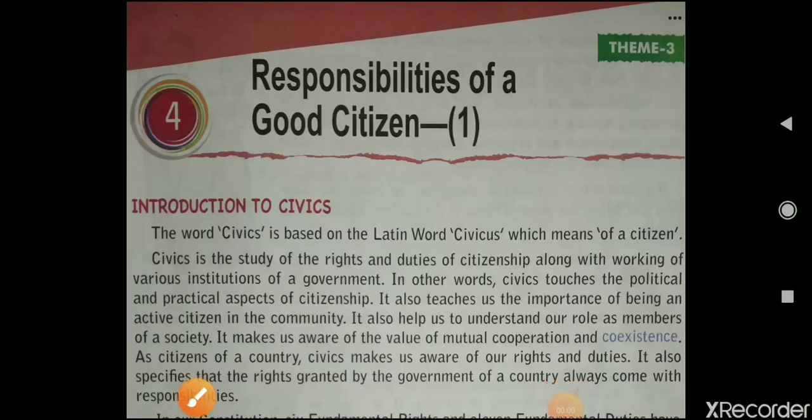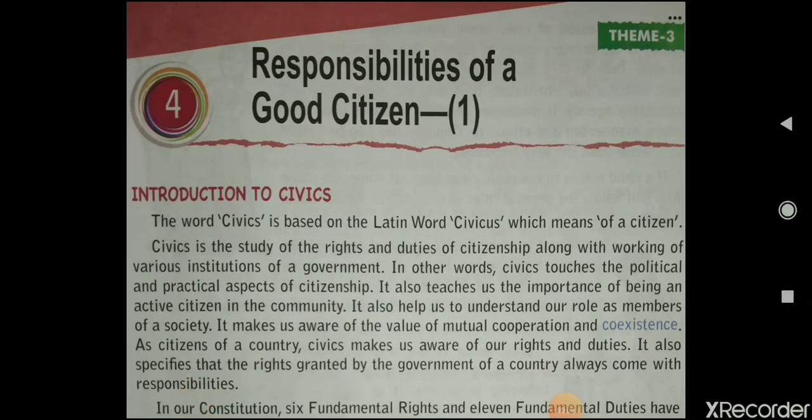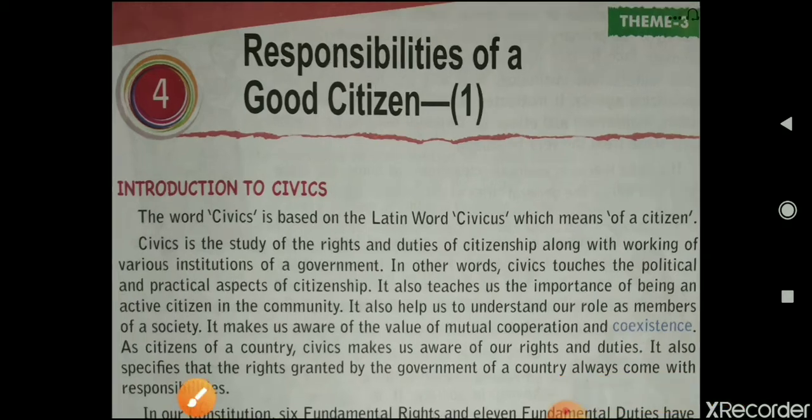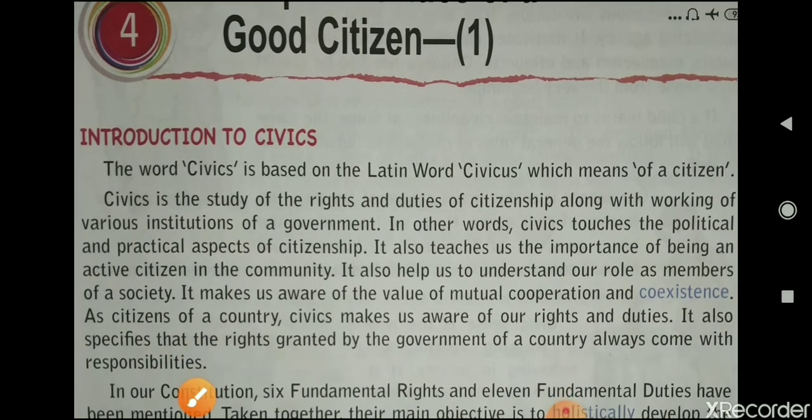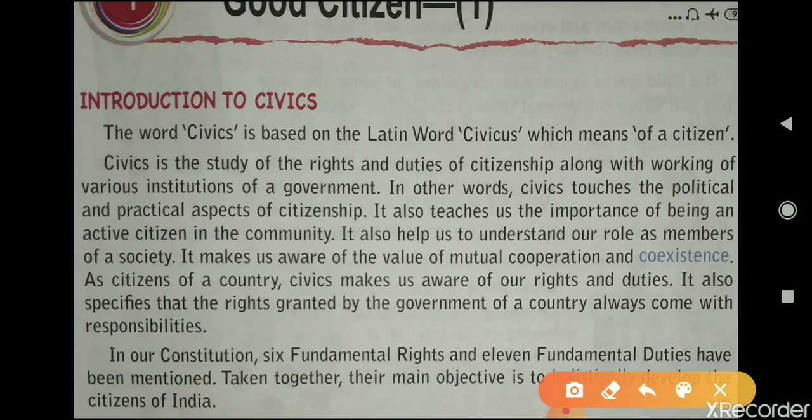Number 4, responsibilities of a good citizen. First, what are the responsibilities of a good citizen. In this lesson, you studied civics. What is civics? Civics is a study of the rights and duties of citizenship along with the working of various institutions of a government. In other words, civics touches the political and practical aspects of citizenship. It teaches us the importance of being an active citizen in the community.